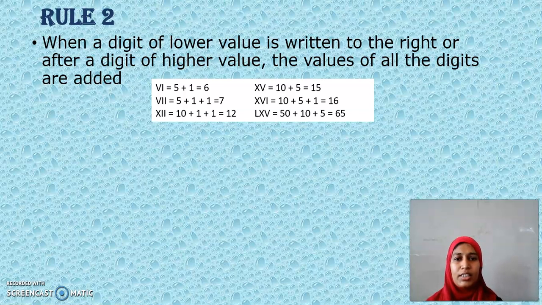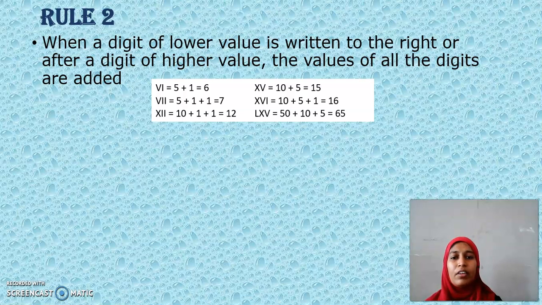So we get 6. See the last example, L, X, V. L stands for 50, X stands for 10, V stands for 5. So we get 65. Hope you understood this rule.